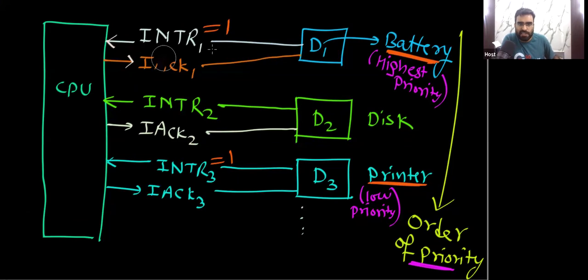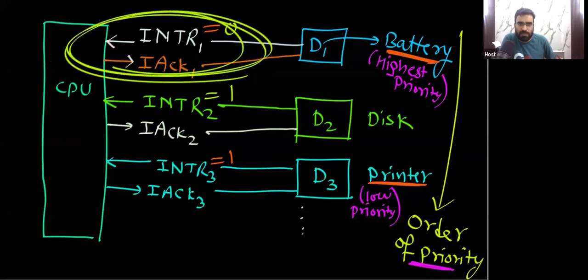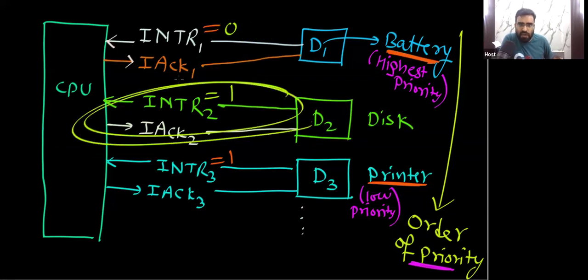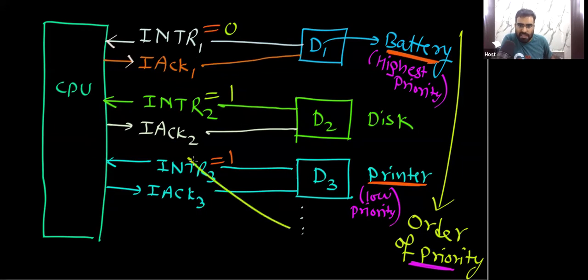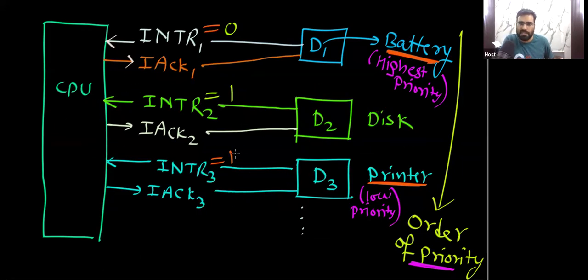Okay, yes or no? Now let's assume this is 0, but these two are 1. This means disk and printer are sending the interrupt request. What will the CPU do? Remember, first the CPU will check this pin. If this pin is 0, then the CPU will check the next pin. If this next pin is 1, then the CPU will not check the remaining. The CPU will service this interrupt. Okay, is this clear? Please tell me. So this is the solution. I hope you understood the point.